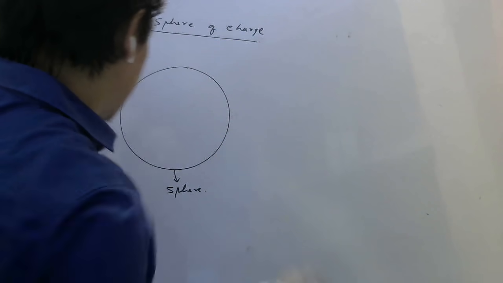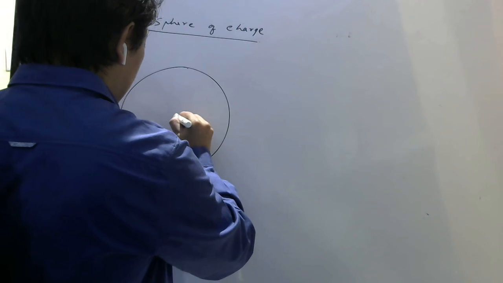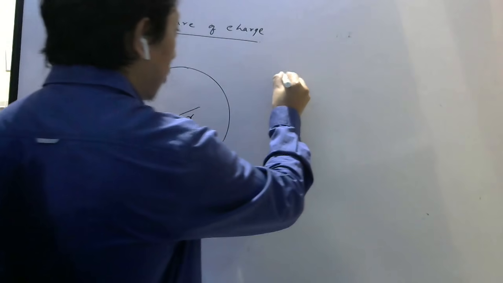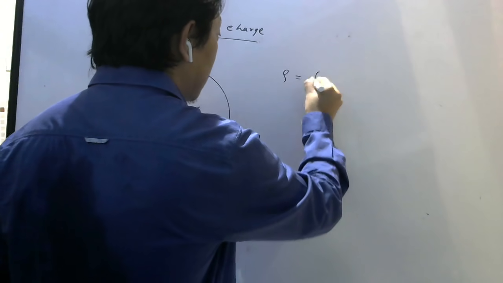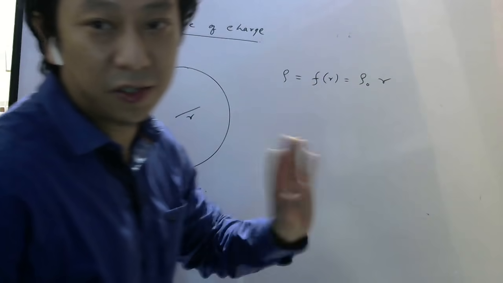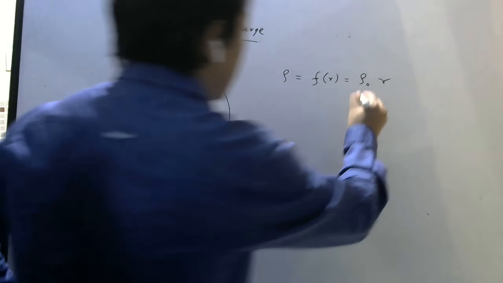Now from the center at a distance r, as you go, the volume charge density is not constant but some function. Let me take rho naught r. I'm trying to take the same function. Okay, you can change it. So this is just an example.